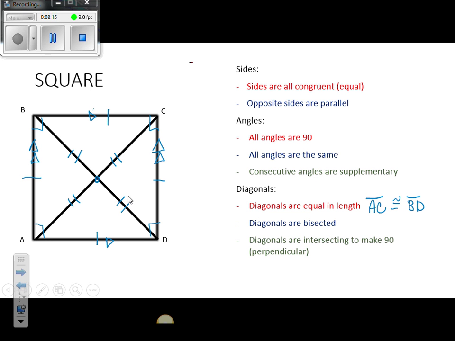Diagonals are intersecting to make 90 degrees. So these are all making 90 degrees here. And the diagonals bisect opposite angles. So BD is going to bisect this 90, which means this is going to be 45 degrees, 45 degrees, 45 degrees, 45 degrees. Same with C. Each one is 45. So every property from the rectangle and rhombus and parallelogram, we get all those properties coming together to make us a square. So let's go ahead and try one.